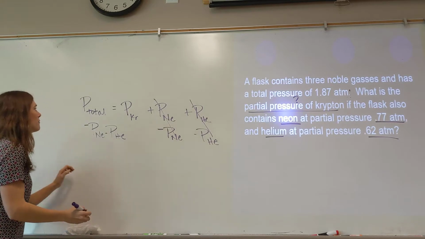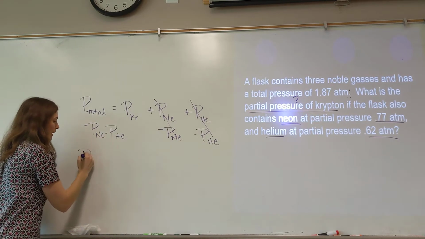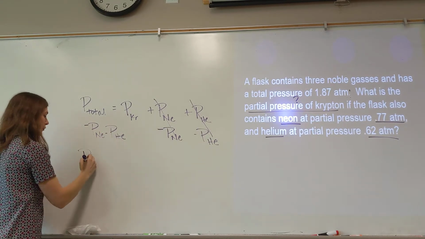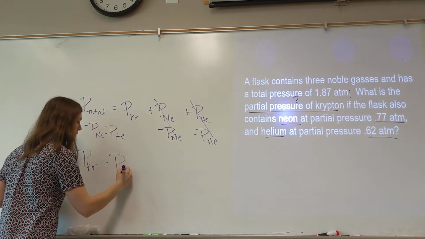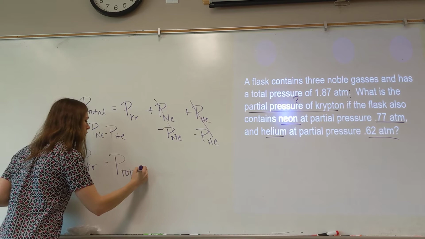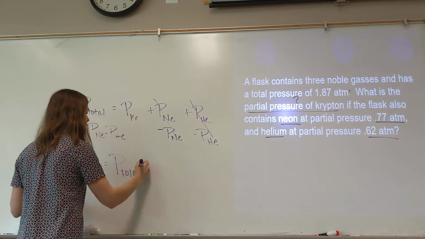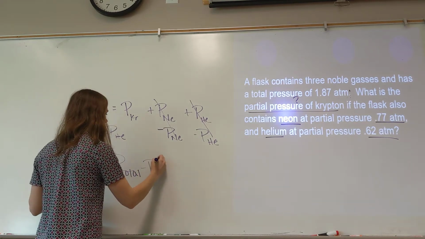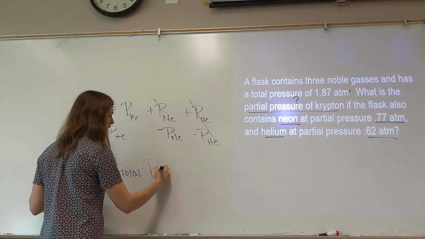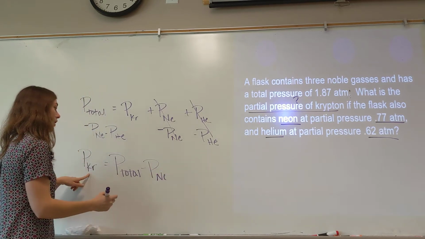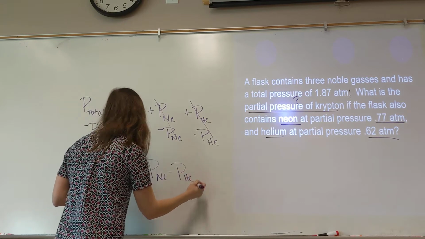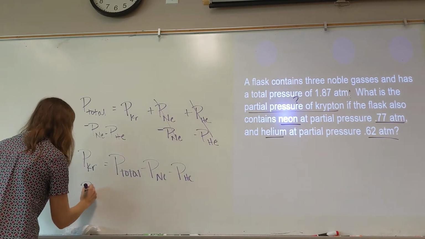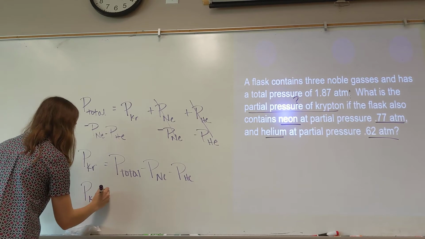So they're going to cancel out. And I've rearranged my formula to get the partial pressure of krypton is equal to P total... And now I know all of the things on the right-hand side of the equation, so I can solve directly for the partial pressure of krypton. And now I can look to my question and plug everything in.